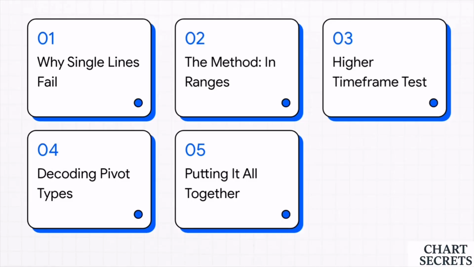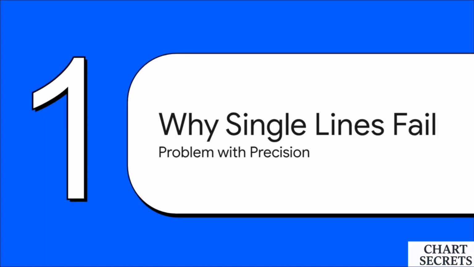Okay, so here's our game plan. First, we'll quickly cover why single lines let us down. Then, we'll build the core method for defining ranges. After that, I'll show you a really cool test to make sure you're on the right time frame. Then, we'll get into decoding the different types of pivots, and finally, we'll pull it all together into a simple framework.